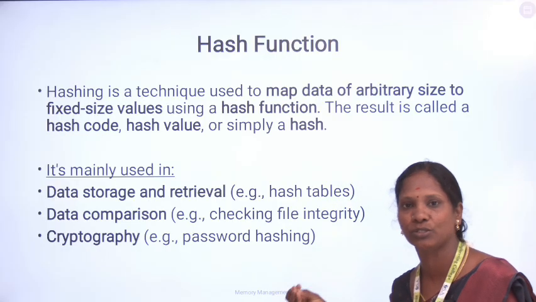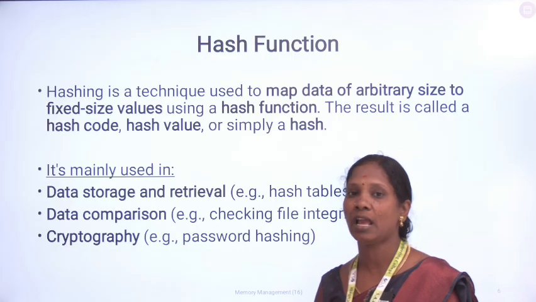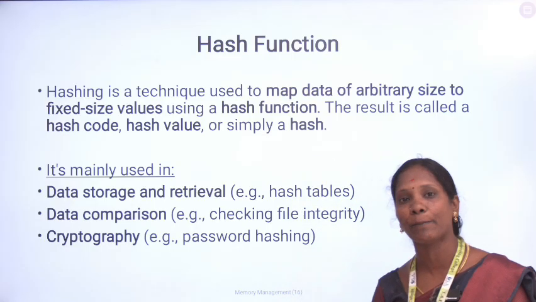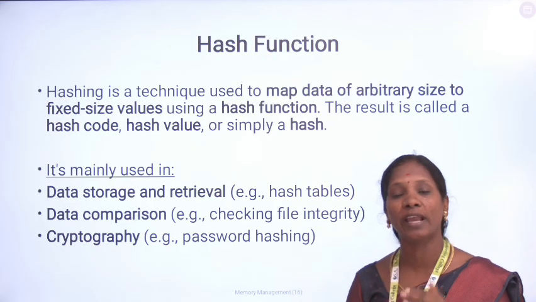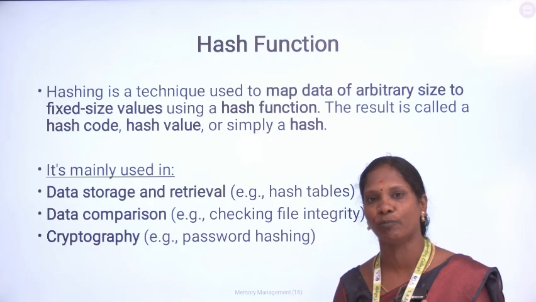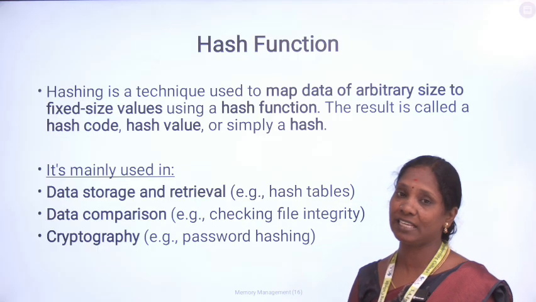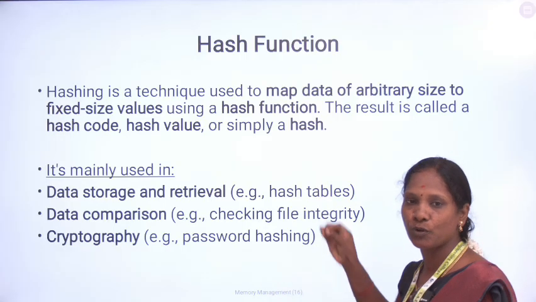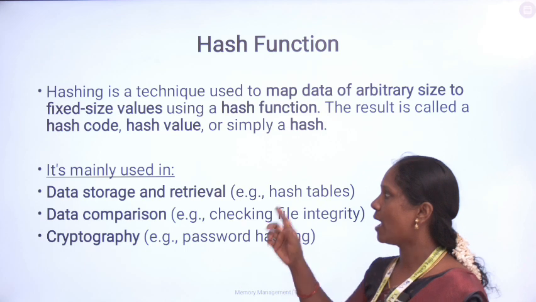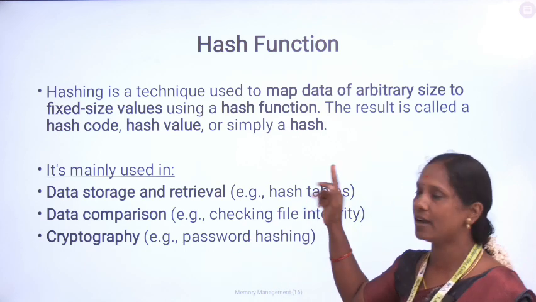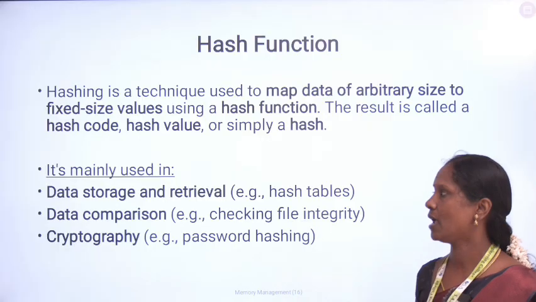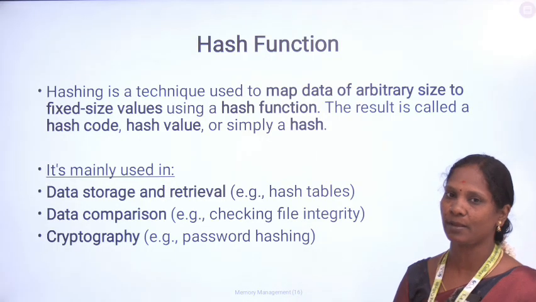See, a hash table is used to store and retrieve information, and a hash function is used to map the data. Any size of block is transformed or converted into a fixed size of block. That is what hash functions do, and it also produces a result. That result is called a hash code, hash value, or simply a hash.